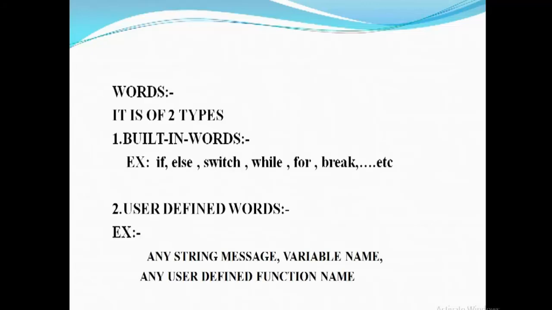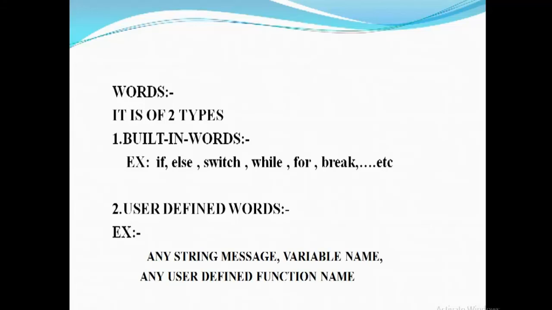Now in the second step, our first one is called words. What is meant by a word? We already explained just now, a word is nothing but a set of characters. Generally, the C language supports two types of words: built-in words and user-defined words. Built-in means already existing words. The C language already provides some predefined existing words.